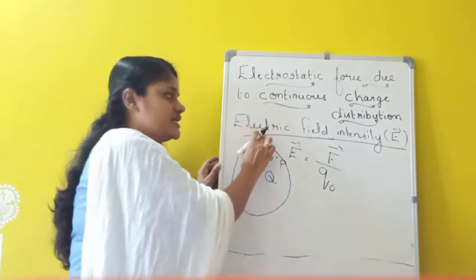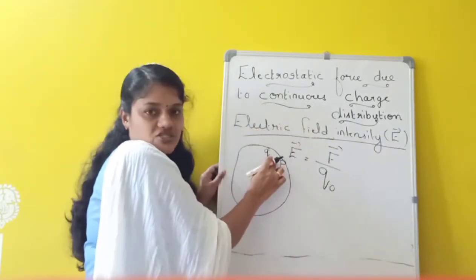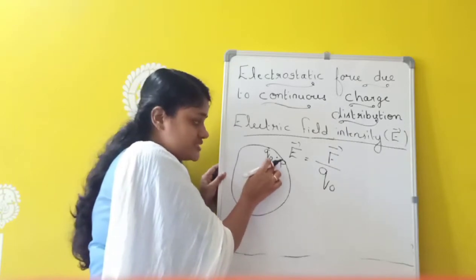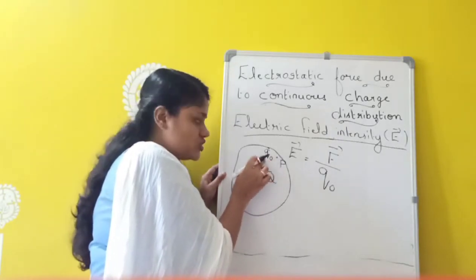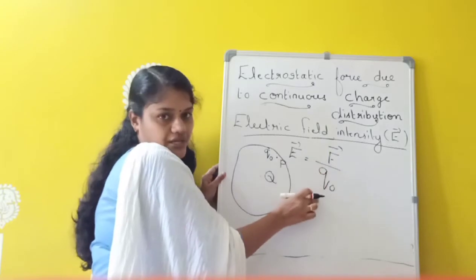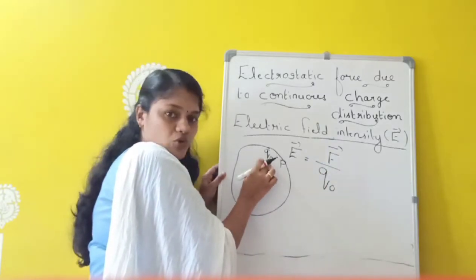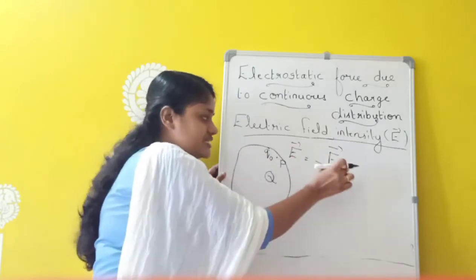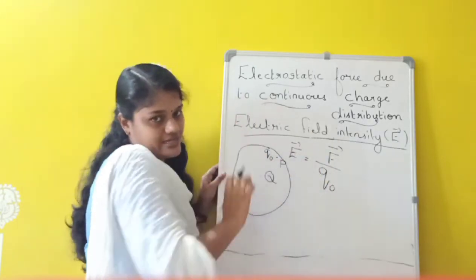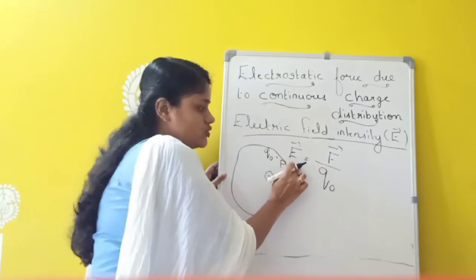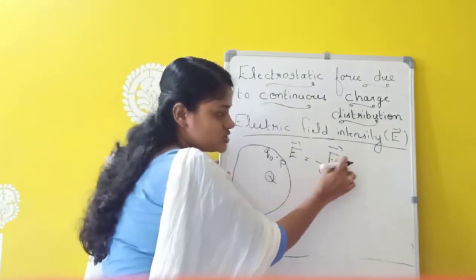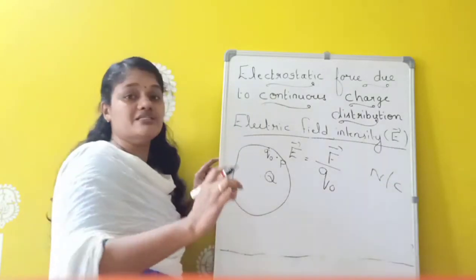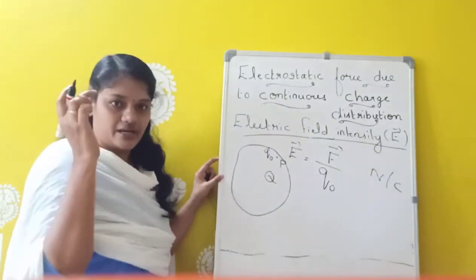Once again, the electric field intensity at any point due to the source charge is equal to the force experienced by a unit positive charge placed at that point. If you place a unit positive charge at that point, how much force is acting? That is equivalent to the electric field intensity. Clear? Now, the unit of electric field intensity: force unit is Newton, so Newton per coulomb is the unit of electric field intensity.